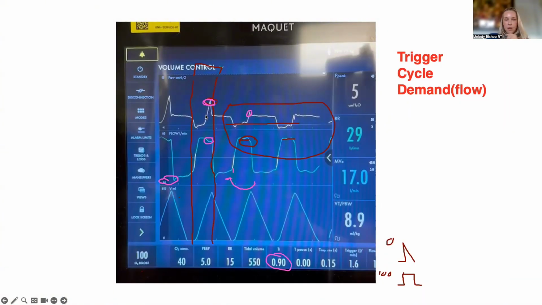So would you do the same thing, like switch to a pressure mode? And would you make the TI lower? Like would you make it 0.8 or 0.7 or 0.5 or something like that? Honestly, I think this one's kind of past that.